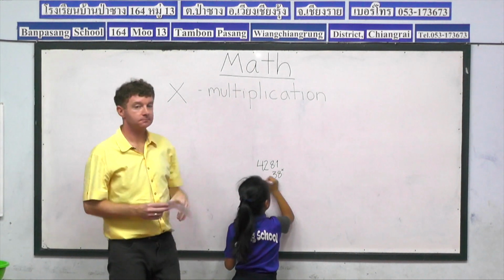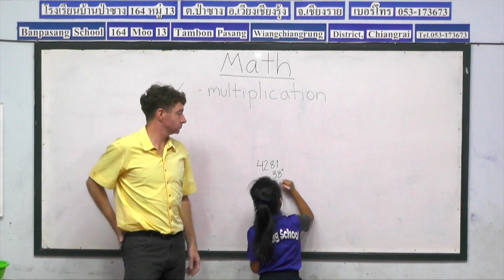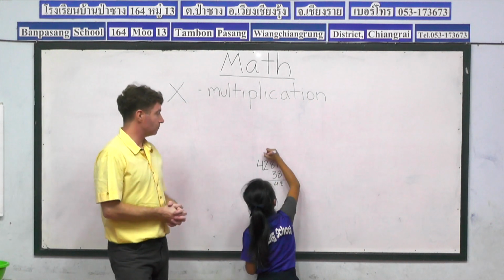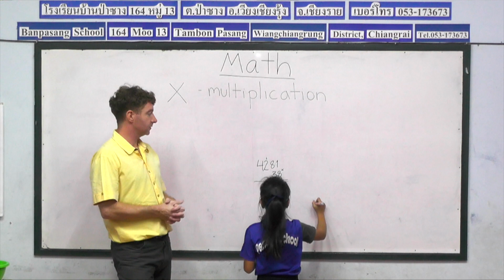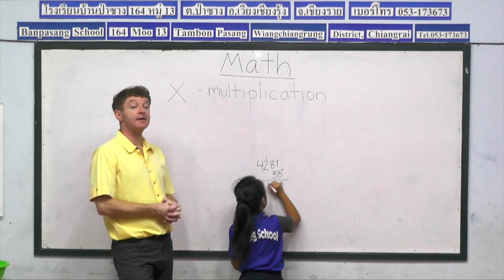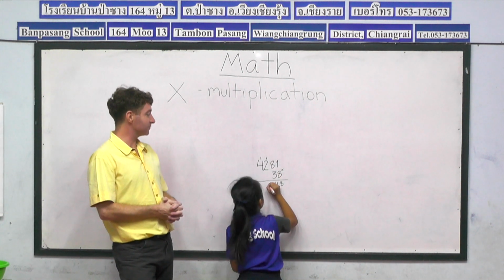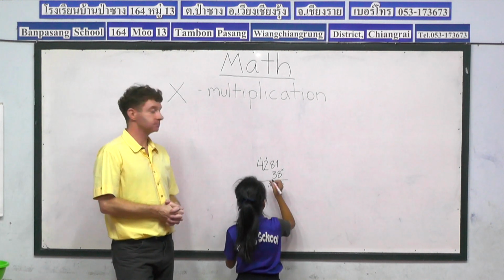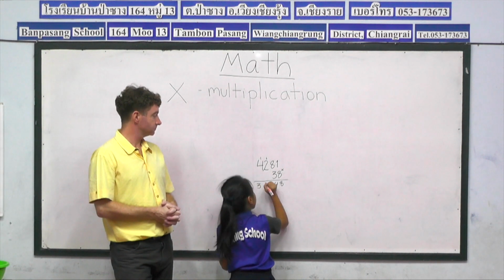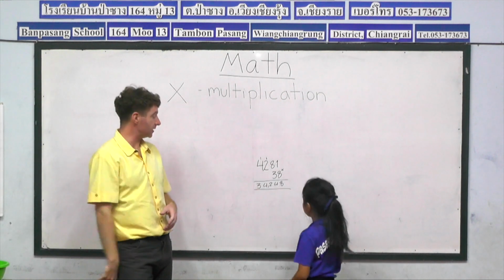Excellent. So remember, always start with the ones. 8 times 1 equals 8. 8 times 8 equals 64. So we write the 4, carry the 6. 8 times 2 equals 16 plus 6 equals 22. Write the 2, carry the 2. 8 times 4 equals 32 plus 2 equals 34. Okay. Perfect. We have our first answer to multiplication by the ones.